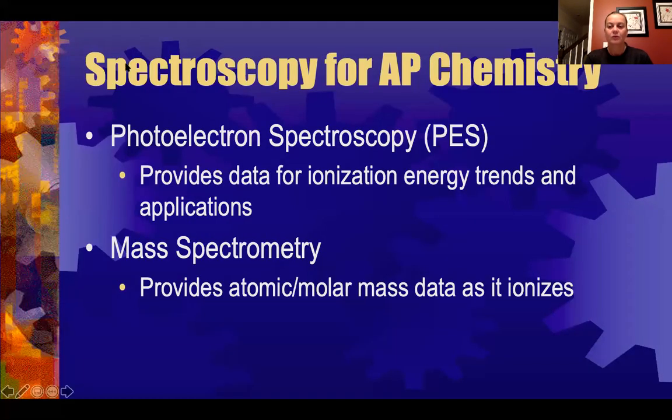Okay, so there are two types of spectroscopy that we're going to talk about today. They are photoelectron spectroscopy, which we abbreviate PES, and photoelectron spectroscopy gives us data about ionization energy, both about trends and about applications. And then we have mass spectrometry, which provides atomic or molecular mass data as it ionizes either atoms or molecules or portions of molecules.